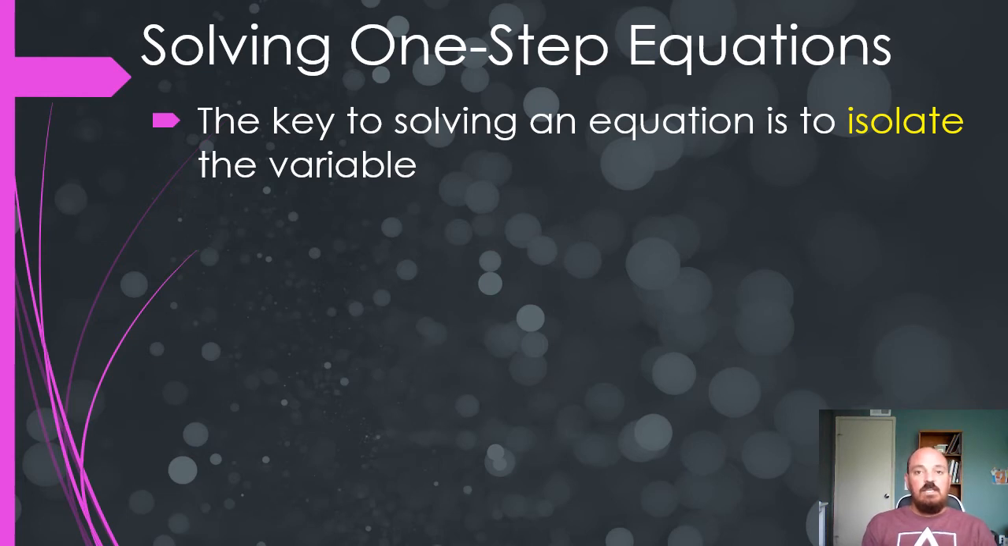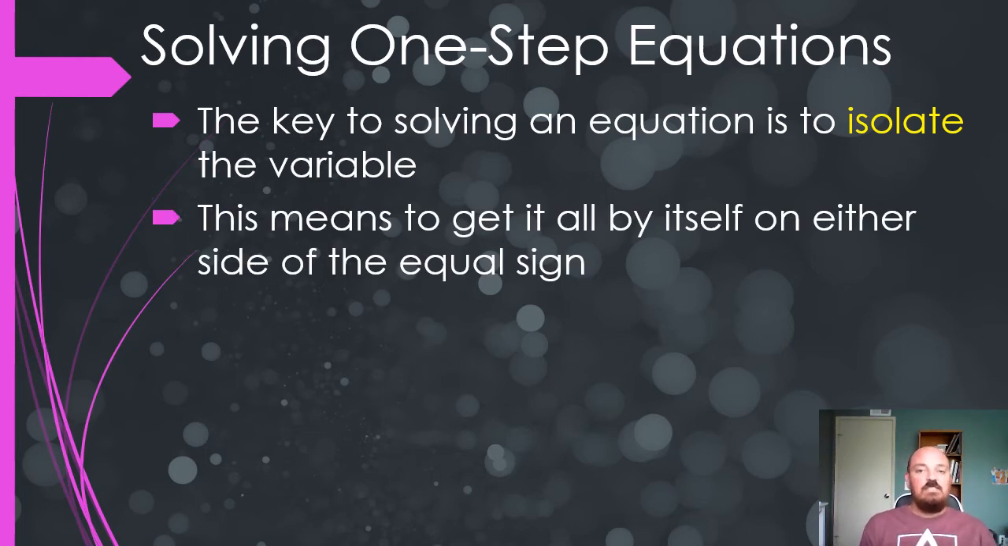Now, the key to solving an equation is to what we call isolate the variable. If you want to solve for x, isolate x. If you want to solve for p, isolate p. The word isolate means to get something all by itself. So if I want to solve for x, I want to get x all by itself on either side of the equation. It doesn't actually matter which side of the equal sign it's on, but as long as you get x all by itself, then whatever number is on the other side of the equal sign is the answer.